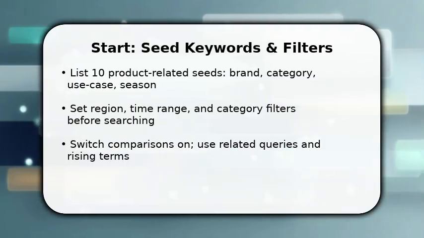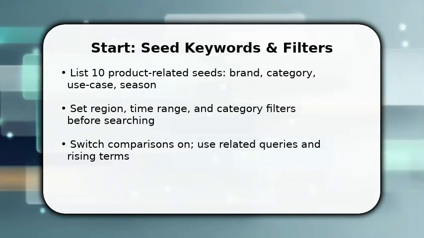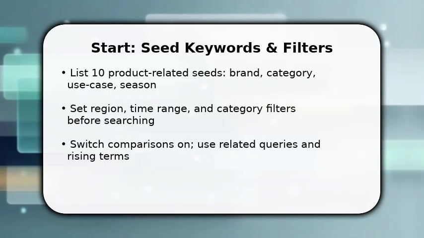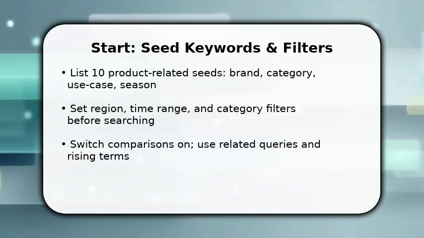You begin by inputting 8-12 seed keywords that match products, competitors, use cases, and seasons. Once entered, immediately set the region and time range to the market you sell in. Make sure category filters match retail or shopping.